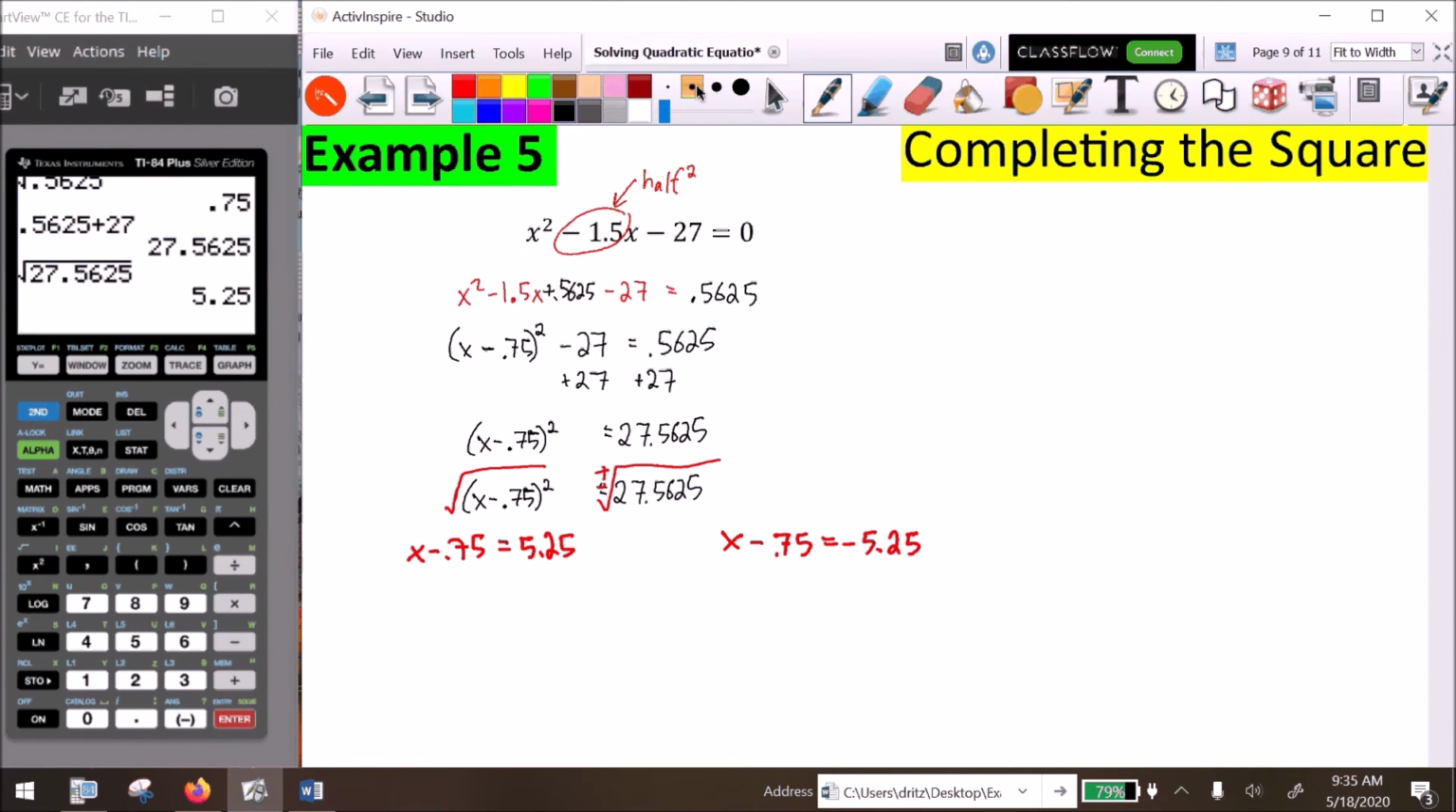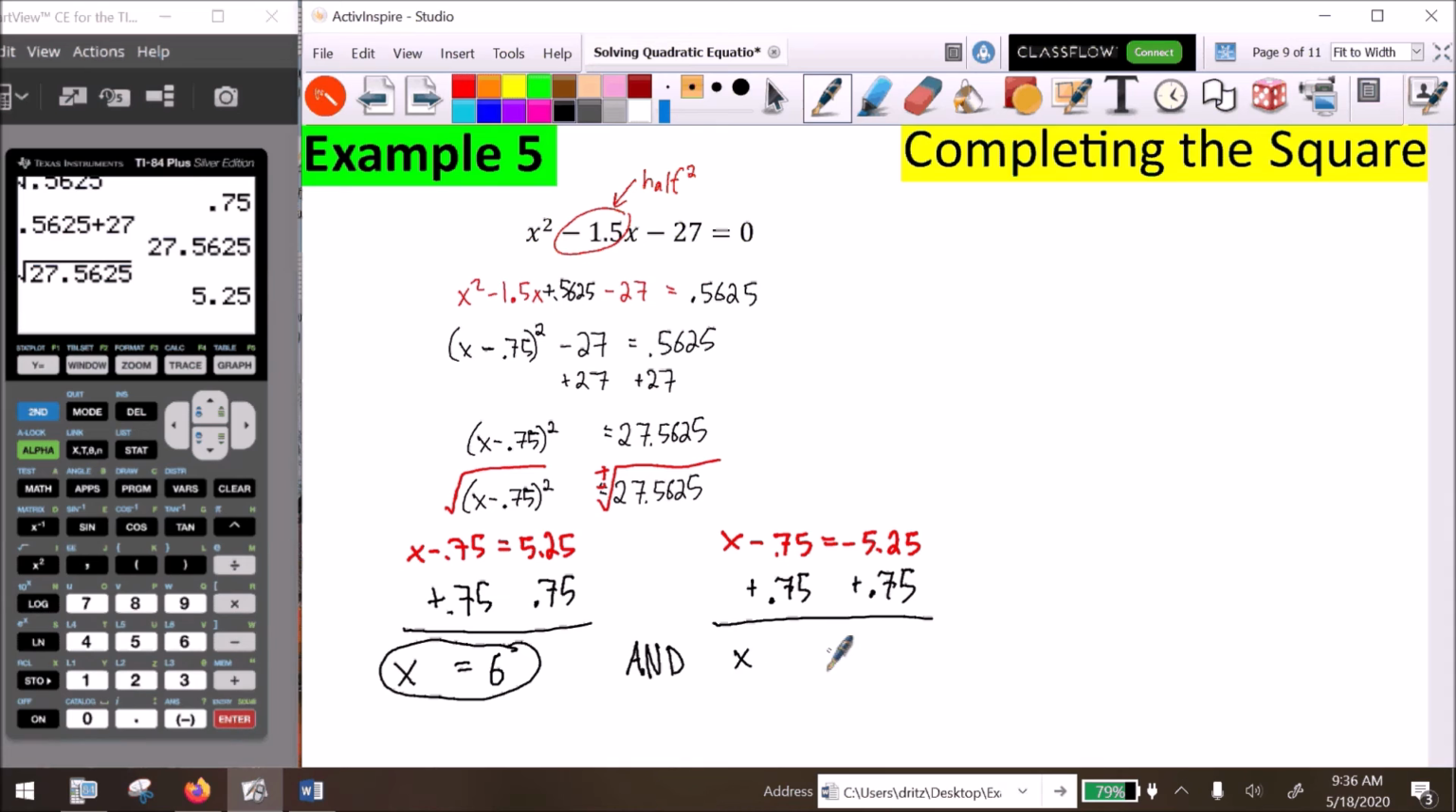All right, let's finish this out. We got to add 0.75. 5.25 plus 0.75. Nice, that works out nicely. That equals 6. So x is equal to 6. And negative 5.25 plus 0.75. That is negative 4.5. So x is equal to negative 4.5 and positive 6. Those are our two answers.